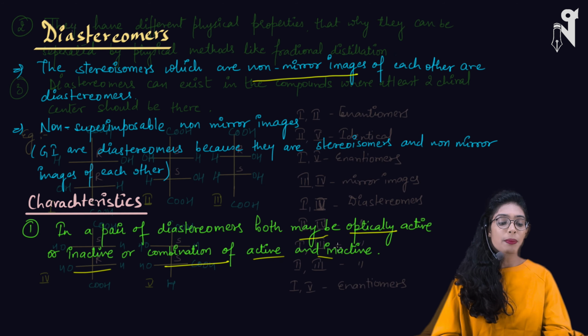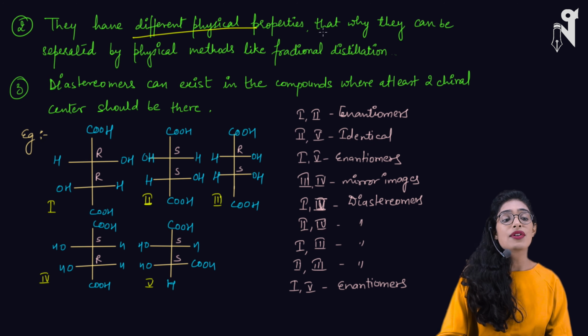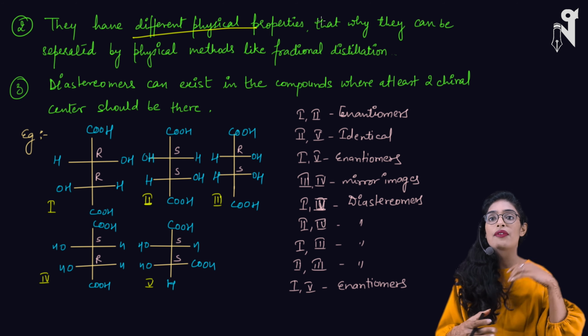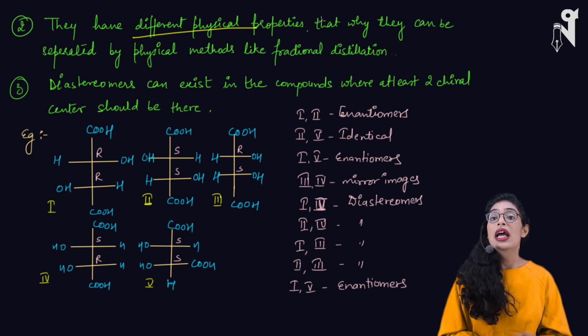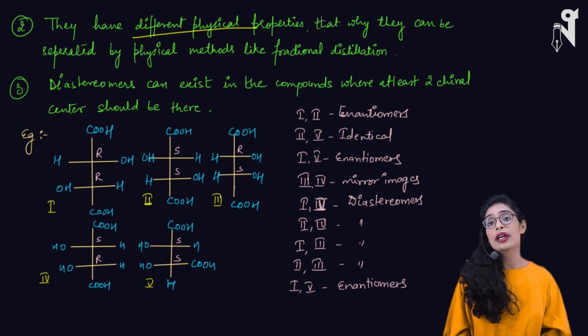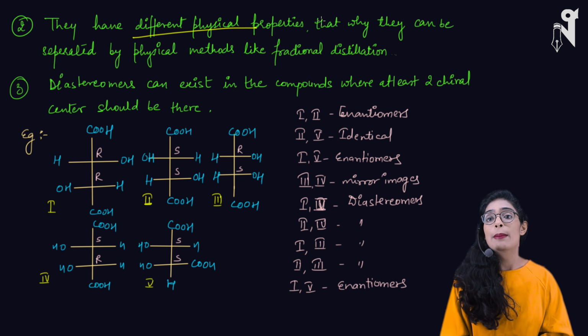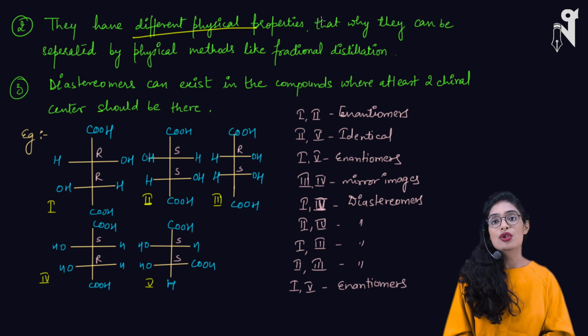Next, they will have different physical properties. That means their boiling point will be different, their melting point will be different, their refractive index will be different, their densities will be different, and hence you can use physical methods to separate them. So basically, diastereomers can be easily separated through physical methods, which was not possible in enantiomers.